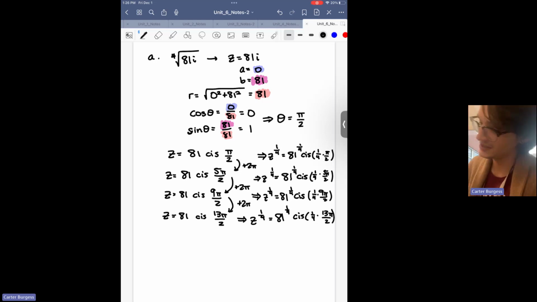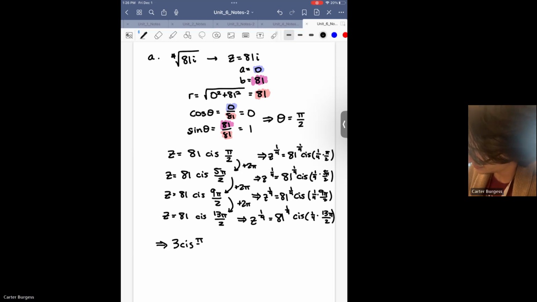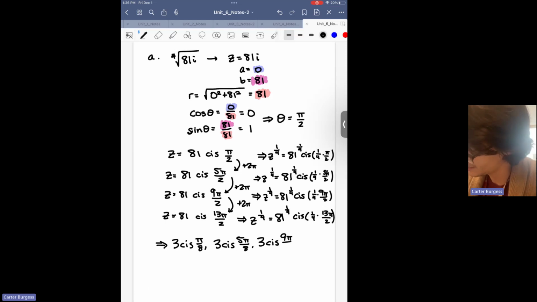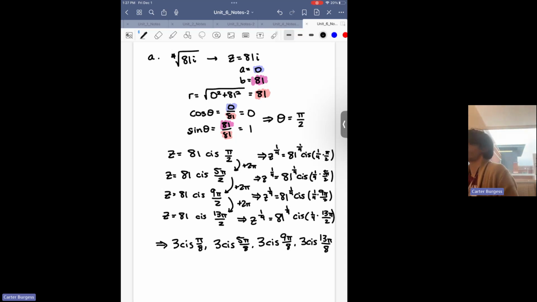So we said that that's 3. My solutions that I get are 3 CIS of pi over 8, 3 CIS of 5 pi over 8, 3 CIS of 9 pi over 8, and 3 CIS of 13 pi over 8, as my 4 roots.